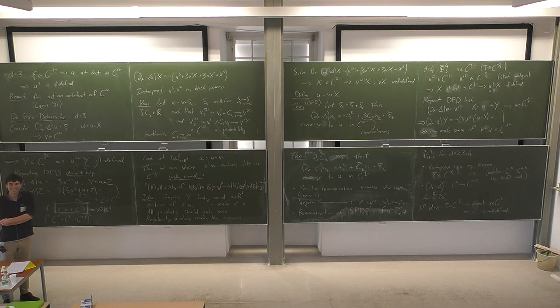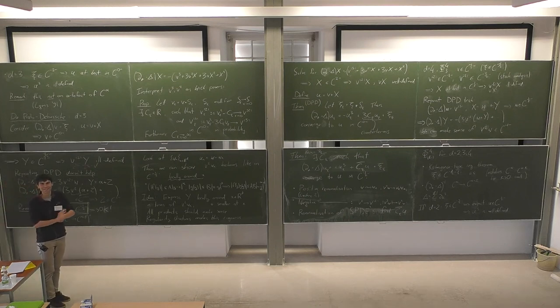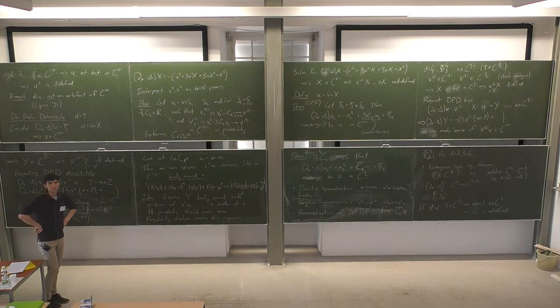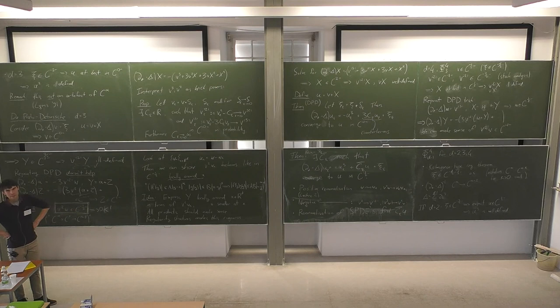Yes? A partial answer to my question. It smells very much like renormalization in quantum field theory, and there is a distinction between super renormalizable, non-renormalizable, and renormalizable. How far can you push the method to the renormalizable case, and the borderline, which can be treated by RG methods, for instance?